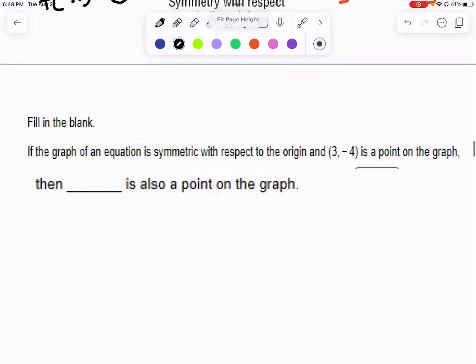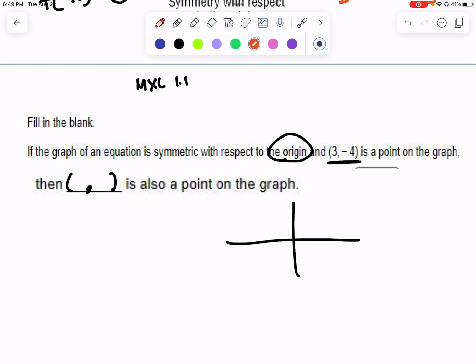I do have a little Math Excel question. I think I put this on homework 1.1 today. This one's saying if the graph of an equation is symmetric with respect to the origin, so it's already told me this is symmetric with respect to the origin, and 3 comma negative 4 is a point on the graph, then what else will also be a point on the graph? Keep in mind this is origin symmetry.